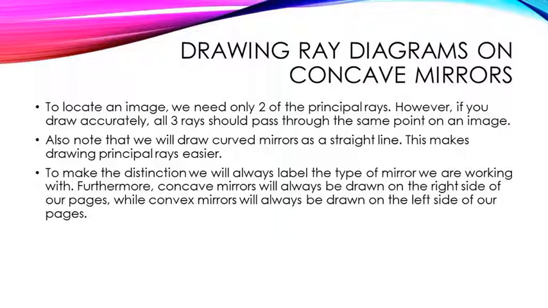To locate an image, we need only two of the principal rays. However, if you draw accurately, all three rays should pass through the same point on the image. Also note that we will draw curved mirrors as a straight line. This makes drawing principal rays easier. To make the distinction, we will label each type of mirror we are working with. Furthermore, concave mirrors will be drawn on the right side of our pages, and convex mirrors will be drawn on the left side of our pages.